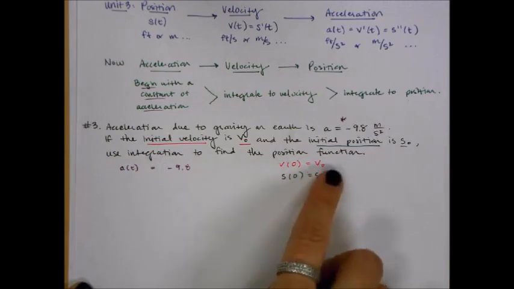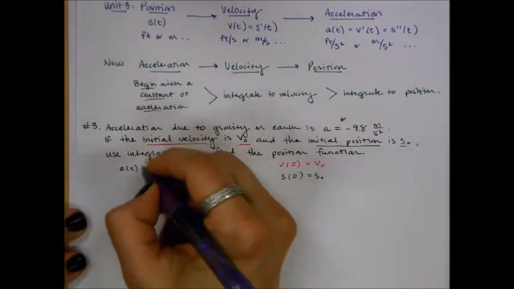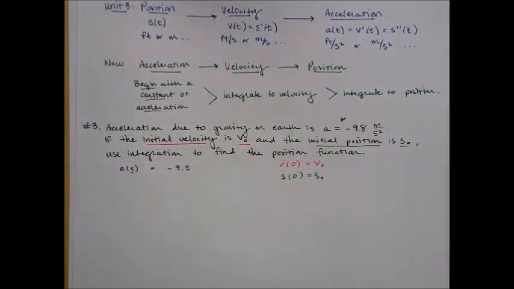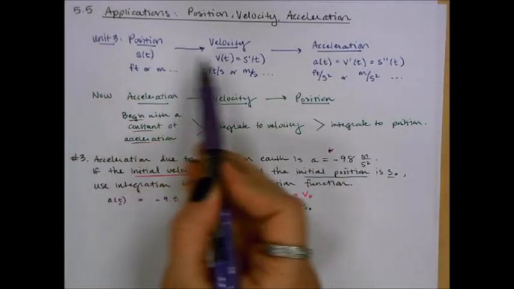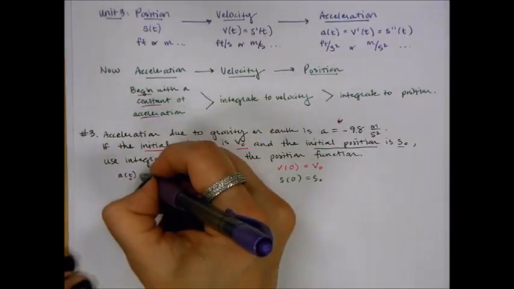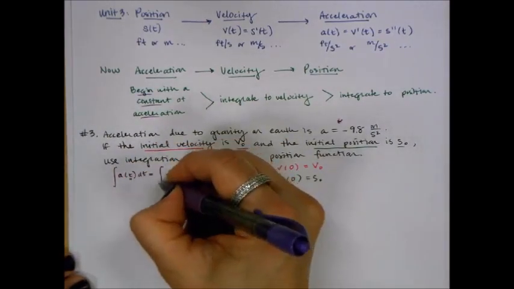In order to use the integration, then we have to add in what we're integrating with respect to. So we want to integrate with respect to time, right? The variable that relates all three of these equations together is time. It's s of t, v of t, a of t. So time is that variable here. So dt, so that we can integrate and integrate dt. So it's always going to be t in these problems.